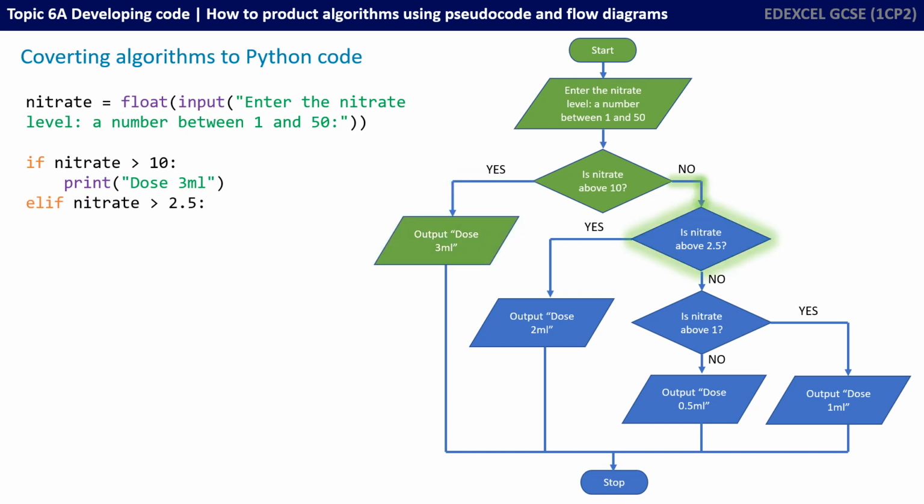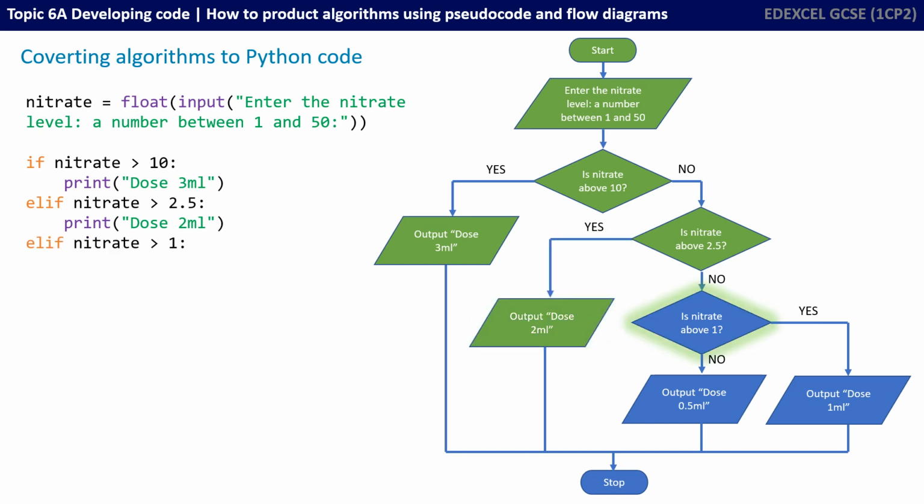Now if nitrate isn't greater than 10, we're going to have another if statement. Now we're going to use an elif here, an else if, because we've got a number of if statements and we can do them all in one construct. So we're going to say elif, so if nitrate is greater than 2.5 colon, and if it is, we're going to do another print statement and print out dose equals 2 mil.